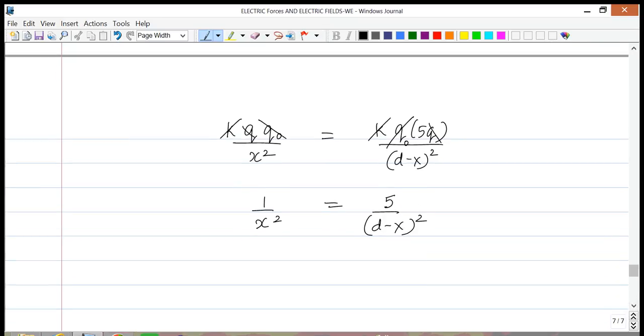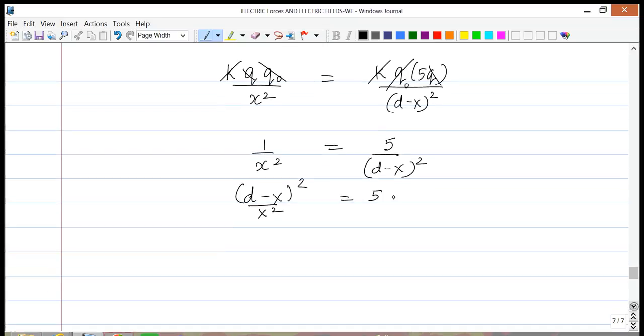There are several ways of solving this. I'm just going to do one. First of all, let's cross multiply everything, and what you end up getting is (d minus x) the whole squared, and I'm just going to leave my x here, so it'll be (d minus x over x) the whole squared is equal to 5. Make sure you understand this. I'm just going to write this again as two terms, (d minus x) squared and then x squared. So this ends up giving us (d minus x over x) the whole squared is equal to 5.